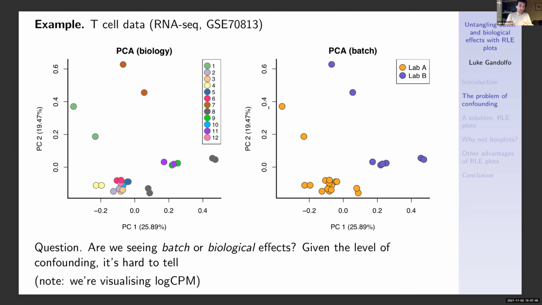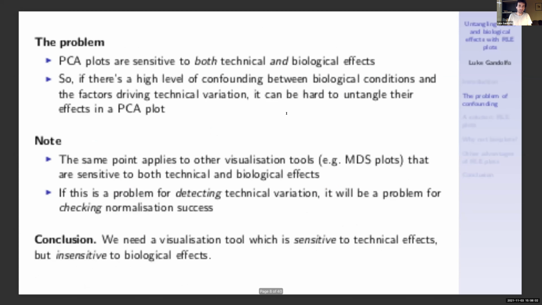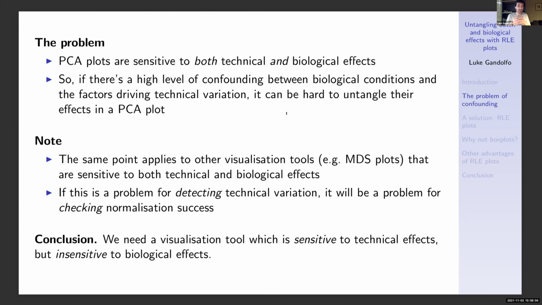And again, the question is, are we seeing batch or biological effects here? Given the very high level of confounding, it's very hard to tell from the PCA plot. And I'll just note that we're visualizing log CPM here, so library sizes are being taken into account. So hopefully you can see what the problem is now.